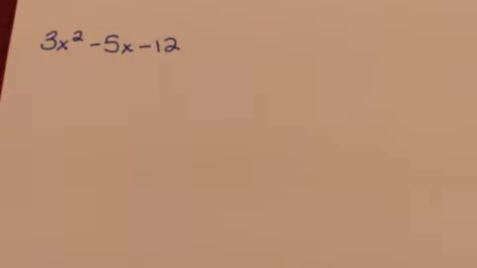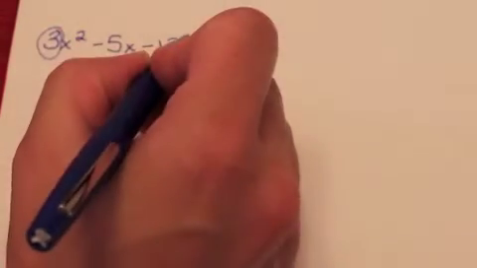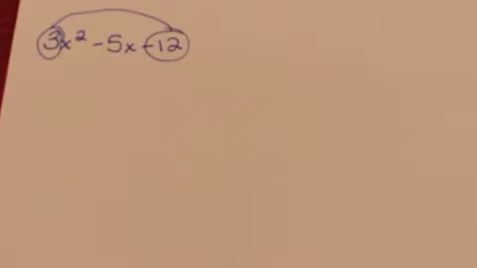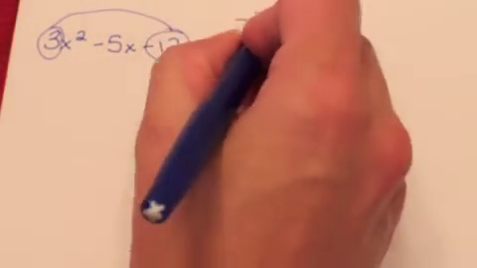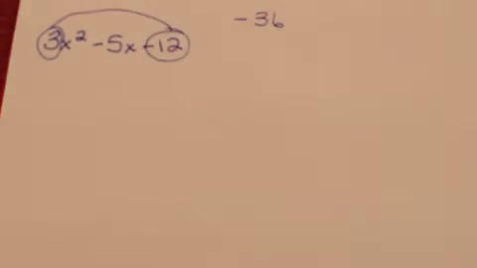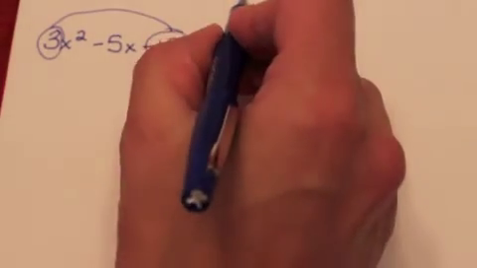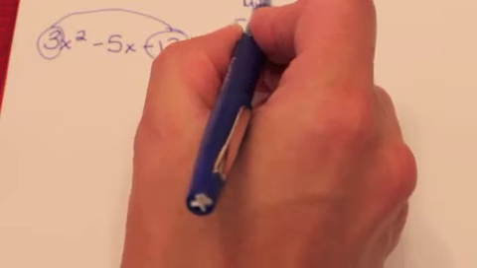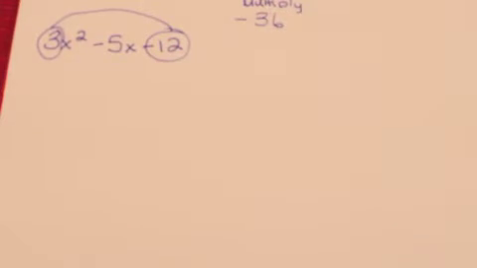Now we call it the earmuff method because we take the first term and the last term and we multiply them together, creating an earmuff effect. So those two together multiplied is negative 36. Now the next step is very similar to the AC method, where you find two numbers that multiply to negative 36 and add to negative 5.